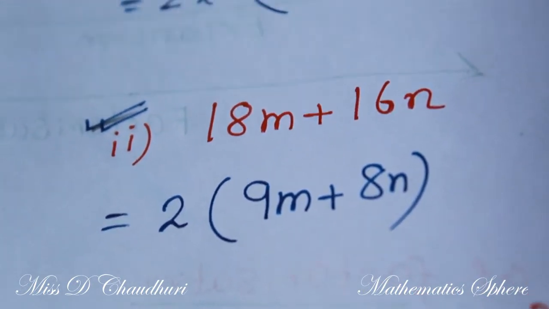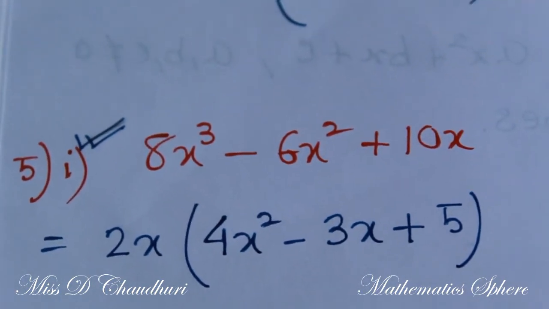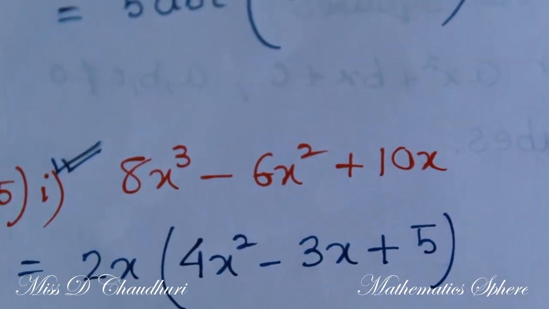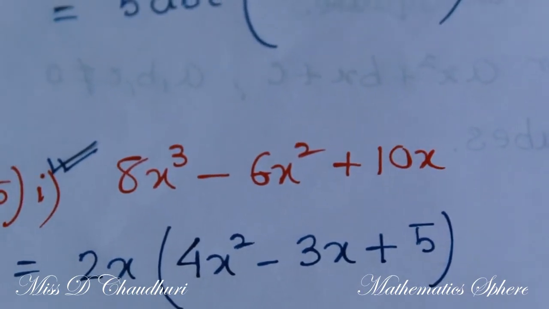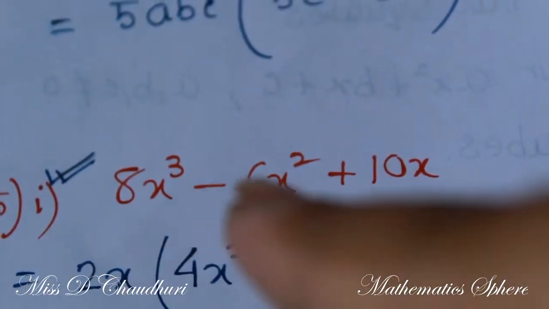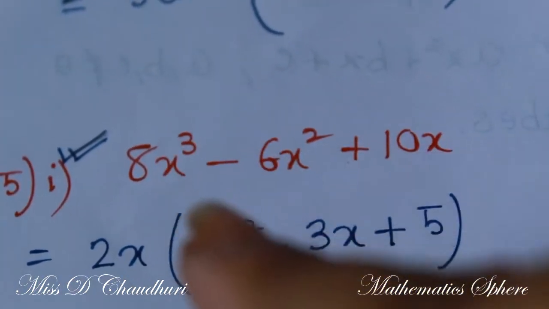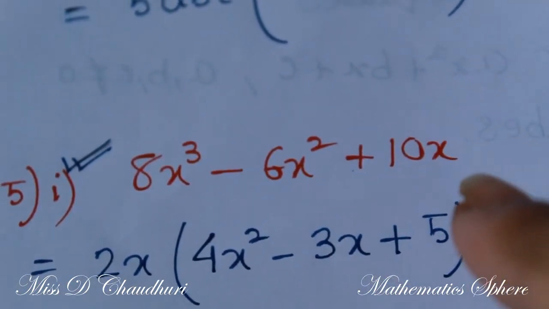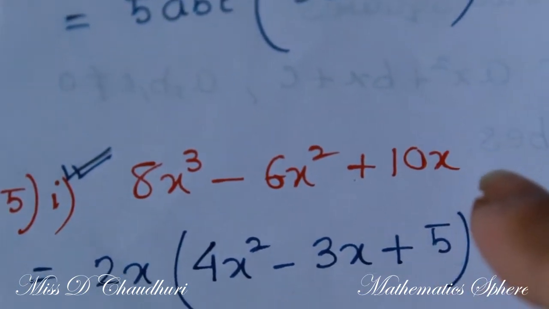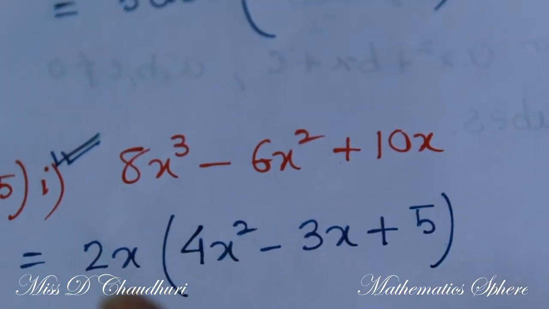Okay, let's see the next sum. Here there are 3 terms. From these 3 terms you will have to take out the common parts. If I look into the numerical factors, I see 8, 6 and 10. Out of 8, 6 and 10 only 2 will be common, so I have taken out 2 there. From x square, x cube, x square and x, I see the lowest one is x, so I can take x only as common. So I have taken 2x outside the bracket.